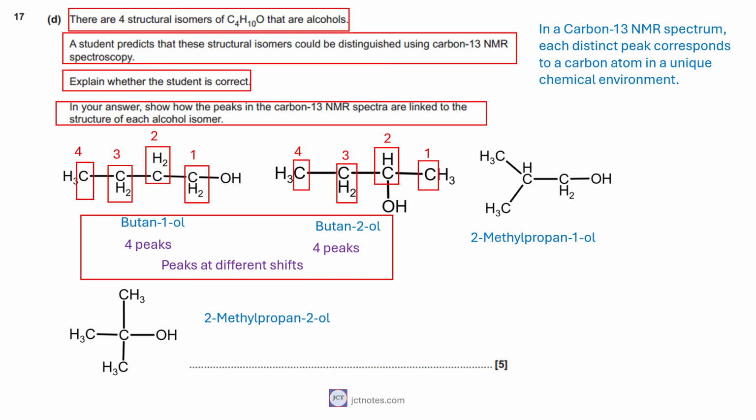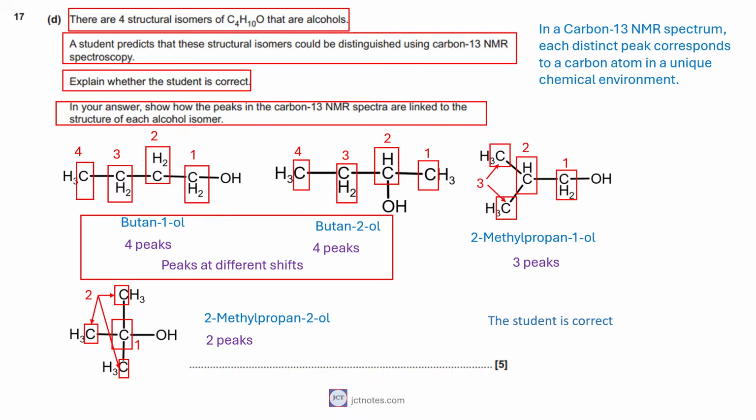While both butan-1-ol and butan-2-ol would show 4 peaks, the chemical shifts of these peaks would be distinct due to the different environments of each carbon. In the 2-methylpropan-1-ol, we have 3 carbons with different environments, giving 3 peaks. And finally, in the 2-methylpropan-2-ol, we have 2 carbons with different environments, as all the CH3 carbons are equivalent. This gives 2 peaks. Therefore, the student is correct.